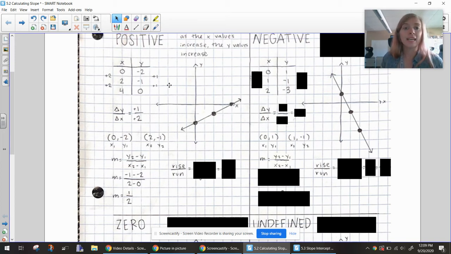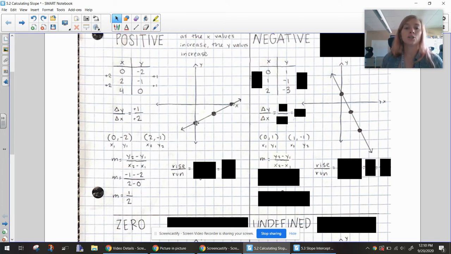Last but not least, we can calculate slope from a graph. To calculate slope from a graph, we look at rise over run. Rise is how much we go up in the y direction. It's the change in y. Run is how much we go in the x direction. It's the change in x. So all of these equations are actually the same, just written in different ways.